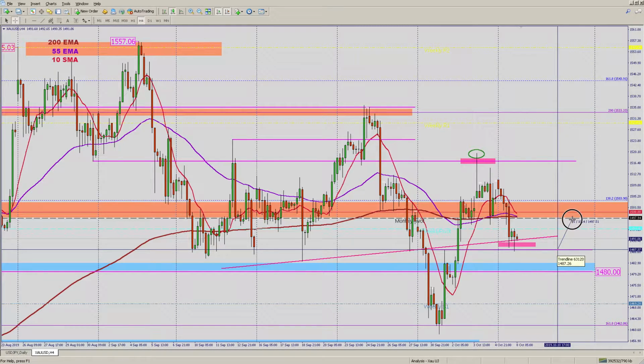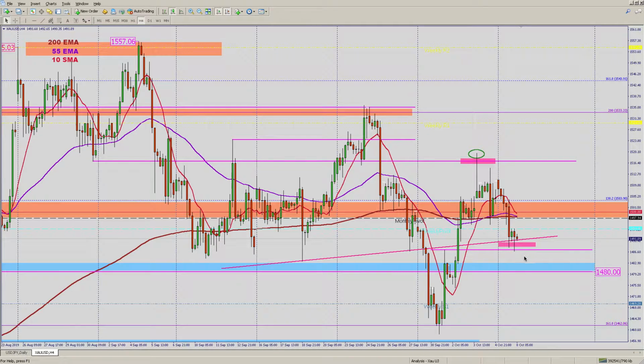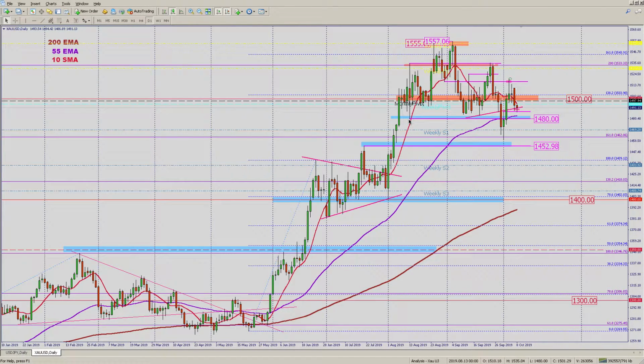and it could be consolidating within the 100 pip range to 1497. If it does break and fall below this support, then it could target the 1480 level. That's a previous swing low here as support, as well as the daily 55 EMA, so about a 30 pip support zone there.